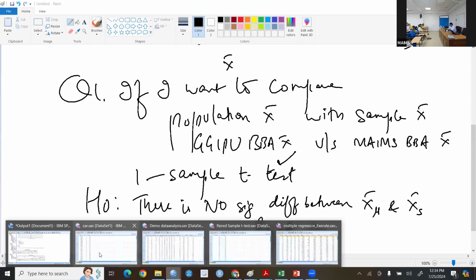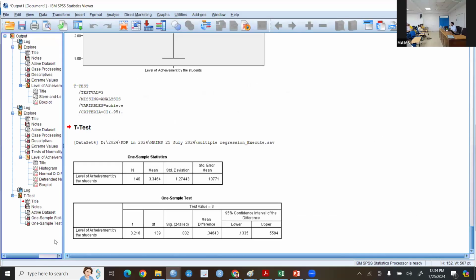So look at the output. The output says, who is better? The mean score is given. Check out, your students are scoring 3.34 while the university was getting 3. So yours are better. So you can say there is a significant difference, and my students' mean is better than the IP University. IP University mean was 3, mine is 3.34. Therefore, there is a significant difference.